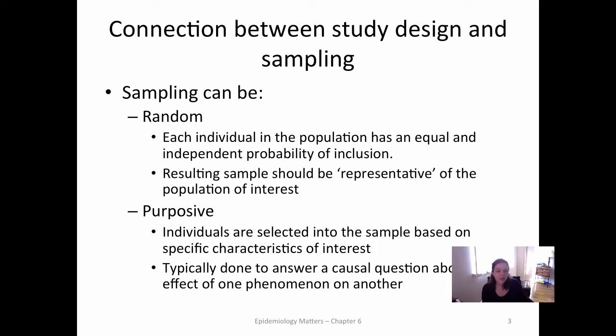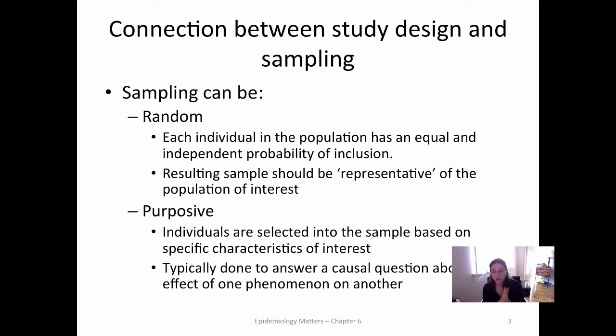A purposive sample, on the other hand, is not random. The individuals are selected into the sample based on specific characteristics of interest, specific eligibility criteria. For a lot of different reasons, they might be selected based on their disease outcome of interest. They might be selected because they have a certain exposure of interest. And typically, a purposive sample we conduct to answer a causal question about the effect of one phenomenon on another.